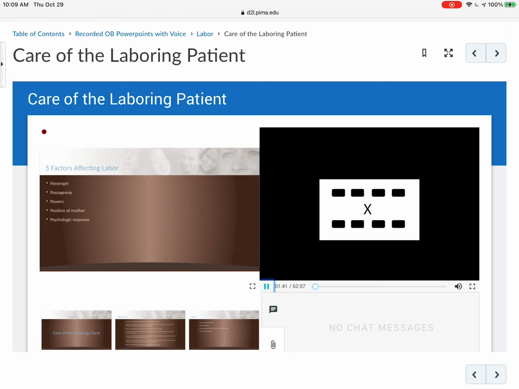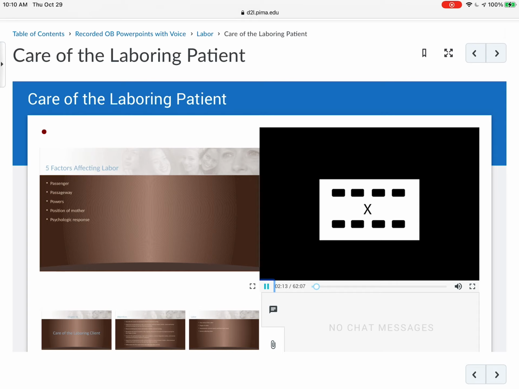And the very first one is the passenger. When you look at a little tiny newborn, you would never think, oh, this little baby has so much to do with how your birth is going to be or how your labor is going to be. The passageway also has a lot to do with it. Everybody's pelvis is a little bit different. Does the cervix dilate? Powers is how effective are the contractions, or how well are you pushing? The position of the mother to bring the baby down into the birth canal. And then the psychological response.